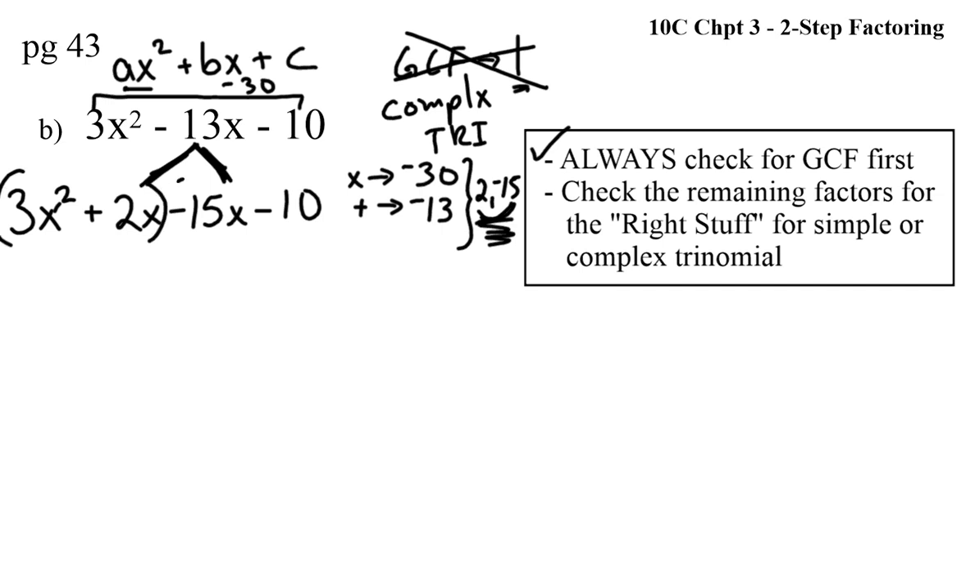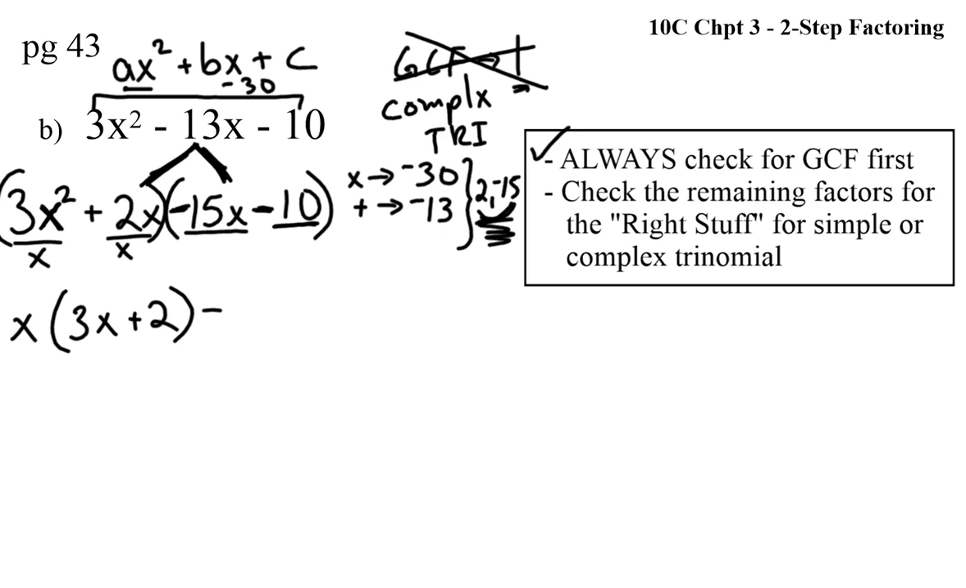Pair up our four terms and GCF each term. So 3x squared and 2x. GCF, we can factor an x out of each. Leaves us with 3x plus 2. Negative 15x and a negative 10. Well, they're both negative. And again, that's sometimes a hint to tell us we have to factor out a negative value. Two negatives means factor out a negative.